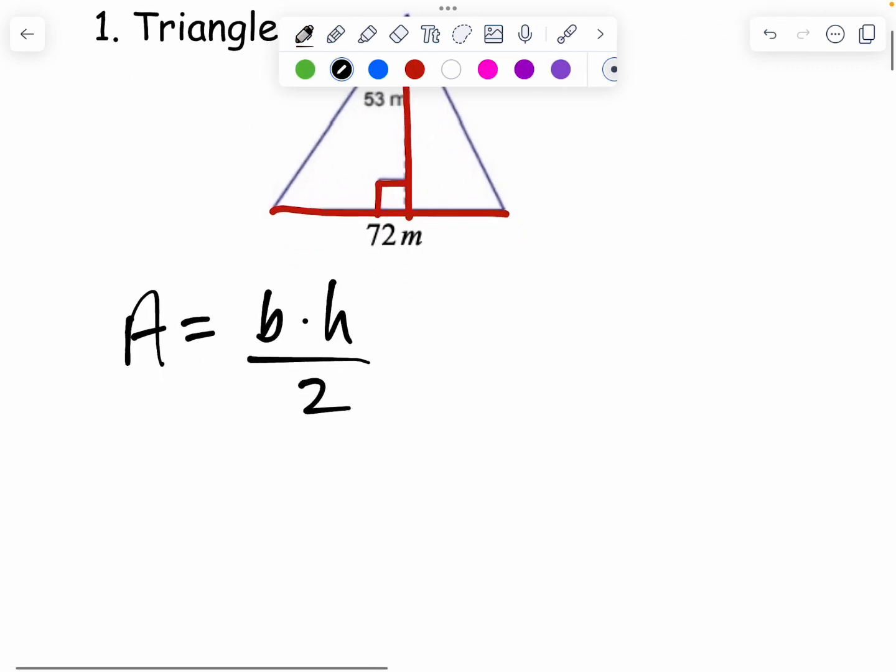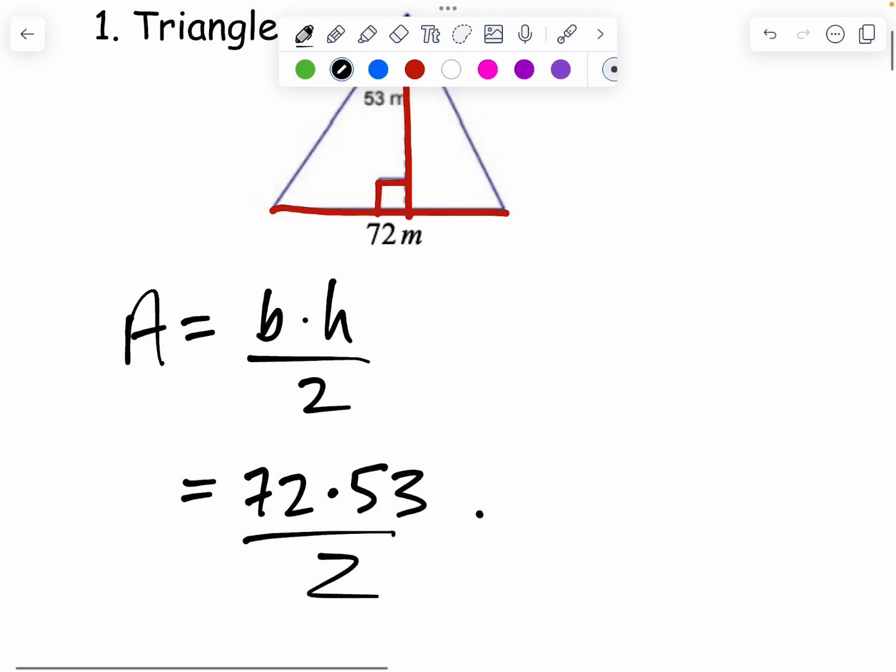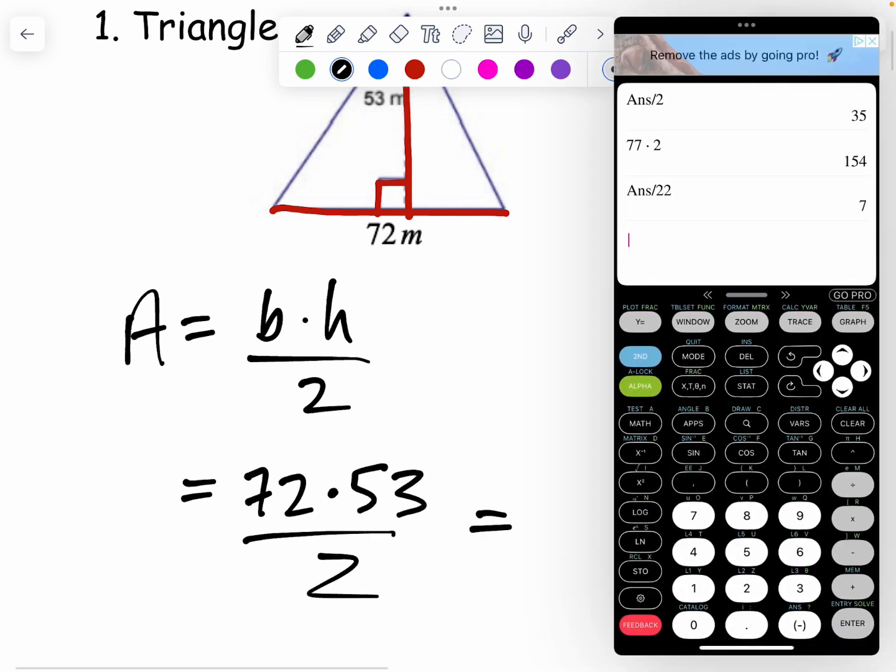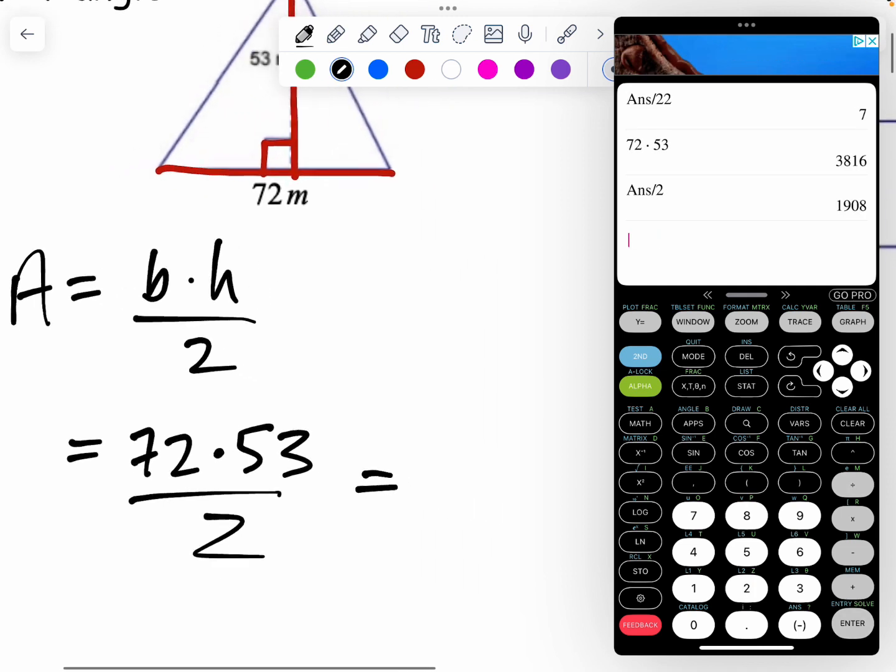I'm going to plug those in. The base is 72, the height is 53, and I can't forget to divide by 2, and this is going to be a large number. 72 times 53, oops, typed it wrong, and then divide by 2. I've got 1908.